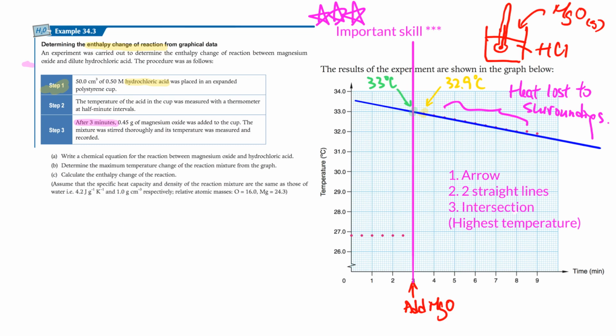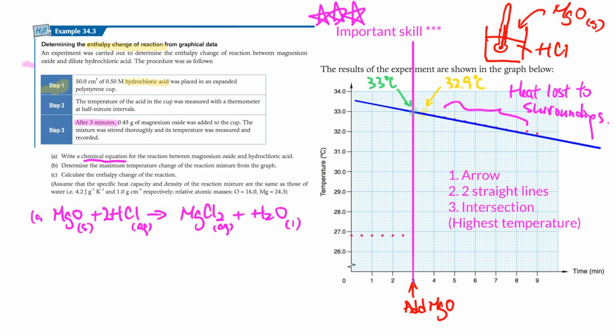So what we're doing right now: write a chemical equation for the reaction between MgO and HCl. So we have MgO and HCl, we need 2H for the O, so therefore it will be MgCl2 plus H2O. This is just a chemical equation, so it is not a must for you to write the states, but I just want to show you solid, aqueous, and water. So that is part A.